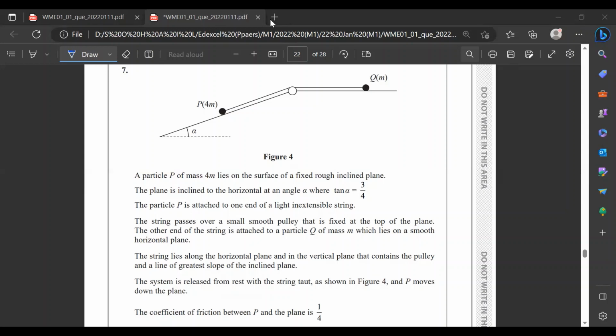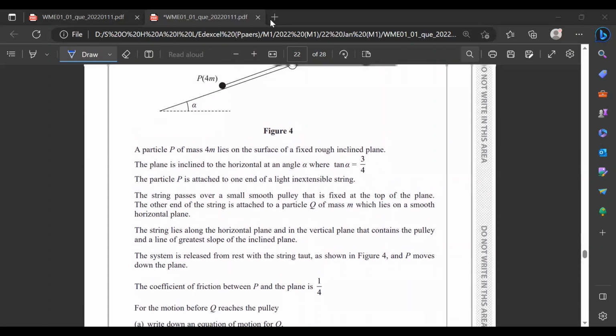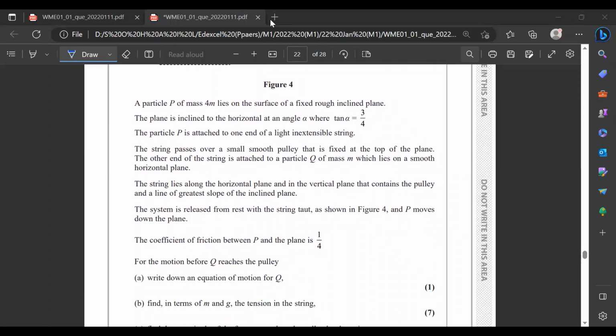The other end of the string is attached to a particle Q of mass m, which lies on a smooth horizontal plane. So the horizontal plane is smooth. There's no friction. And the inclined plane is rough. The string lies along the horizontal plane and in the vertical plane that contains the pulley and a line of greatest slope of the inclined plane. The system is released from rest with the string taut, as shown in figure 4, and P moves down the plane, obviously. The coefficient of friction between P and the plane is 1/4.